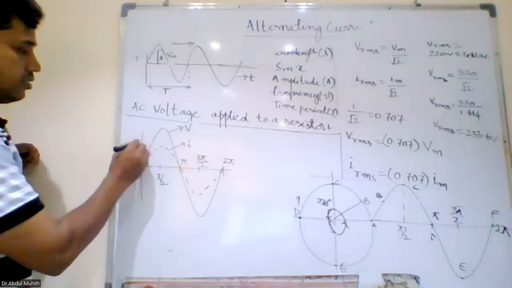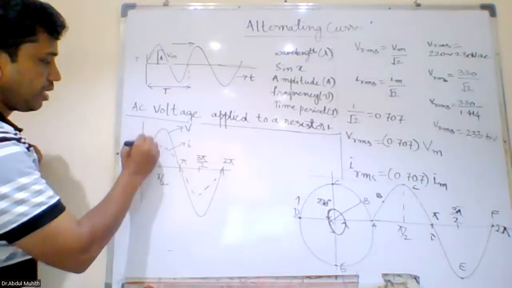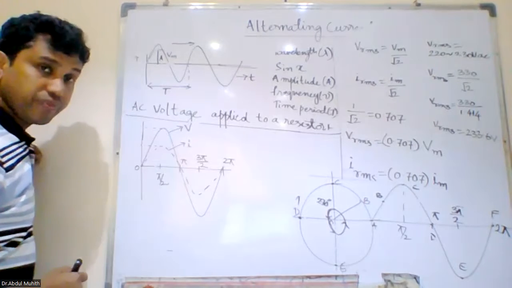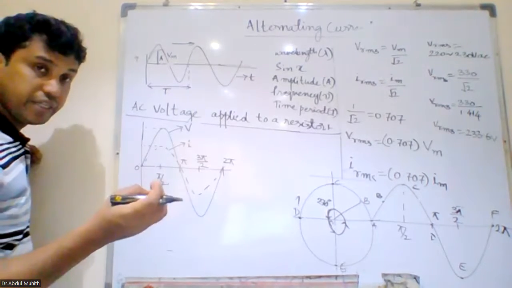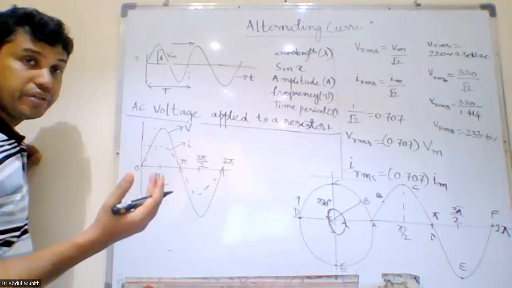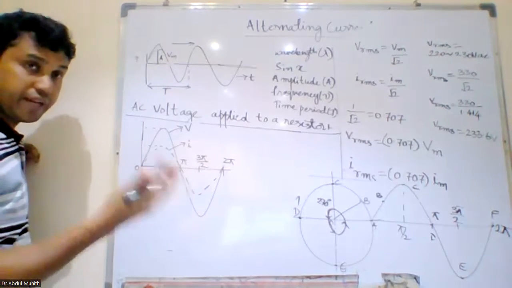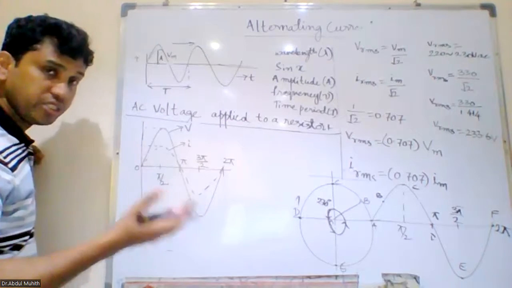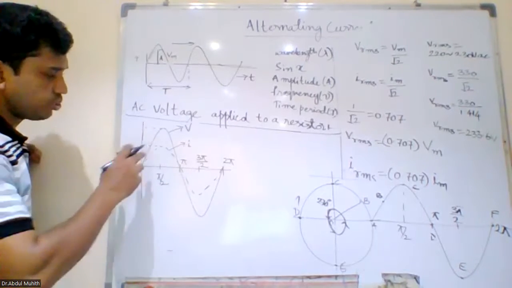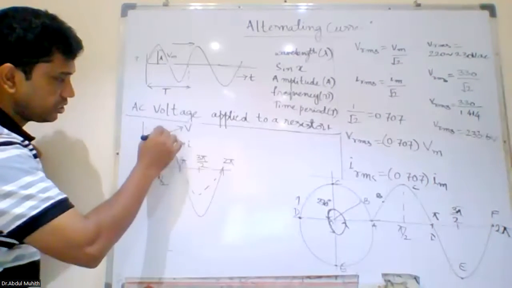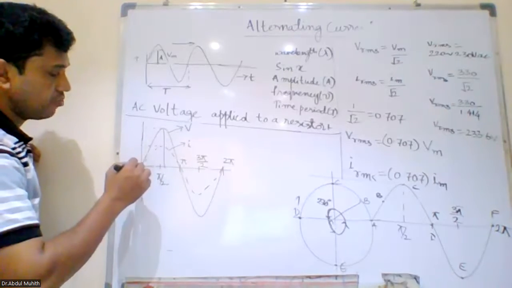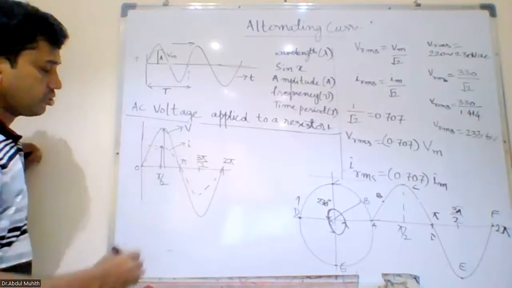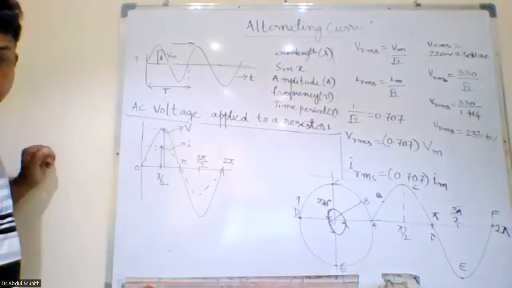You can see here the amplitude of current is less and the amplitude of voltage is more. Why? Because some amount of current is converted into heat energy in the resistor. That is the reason. Anyways, we are not going to discuss that. So here, again, this is the voltage, this much is the amplitude of the voltage, and this much is the amplitude of the current.